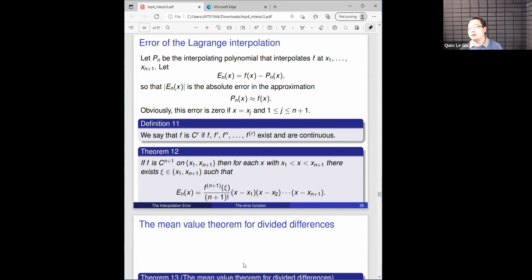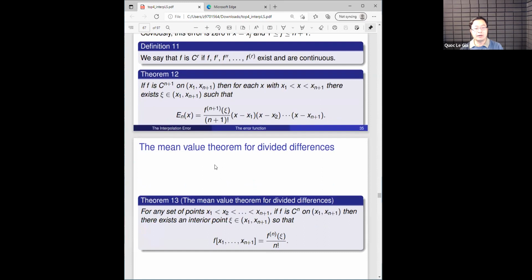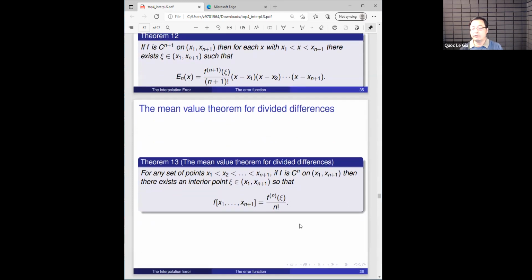So before we prove this theorem, we have to prove the mean value theorem for divided differences. Last time I showed you that this theorem is correct for 2 points. You remember 2 points is just the mean value theorem, right? And we proved it for 3 points. For n points, you can prove it with the same techniques, so please read the lecture notes. The techniques will be the same.